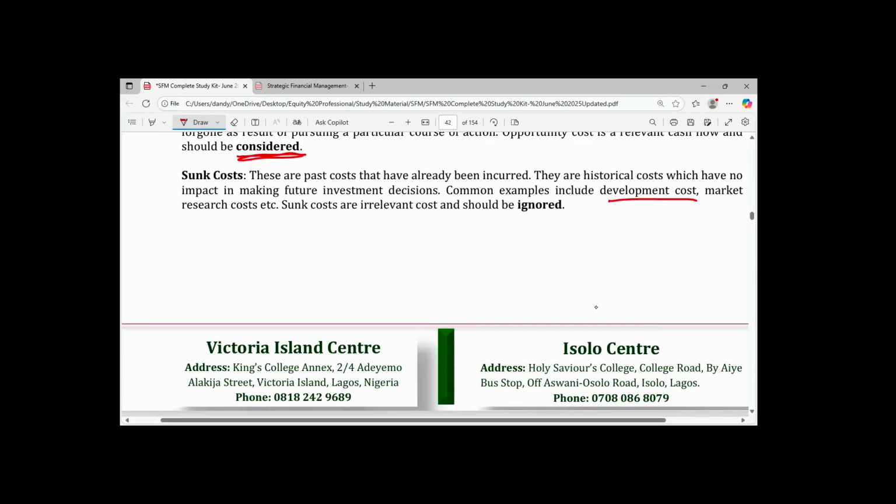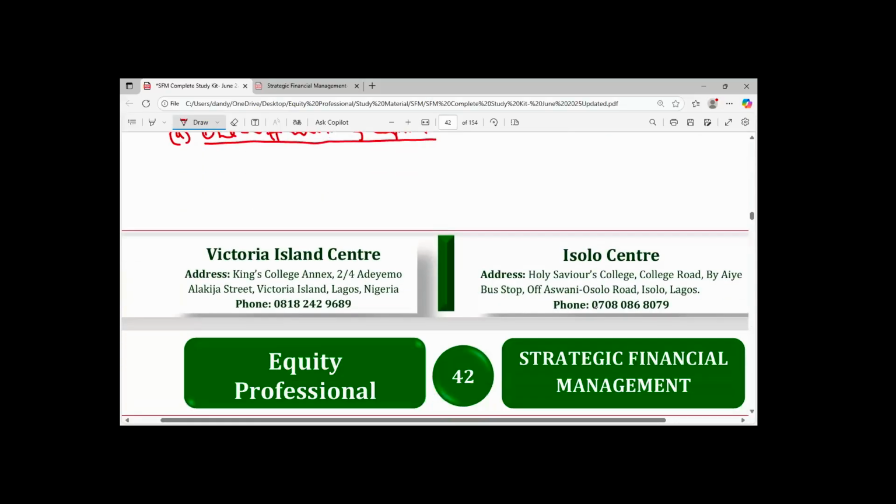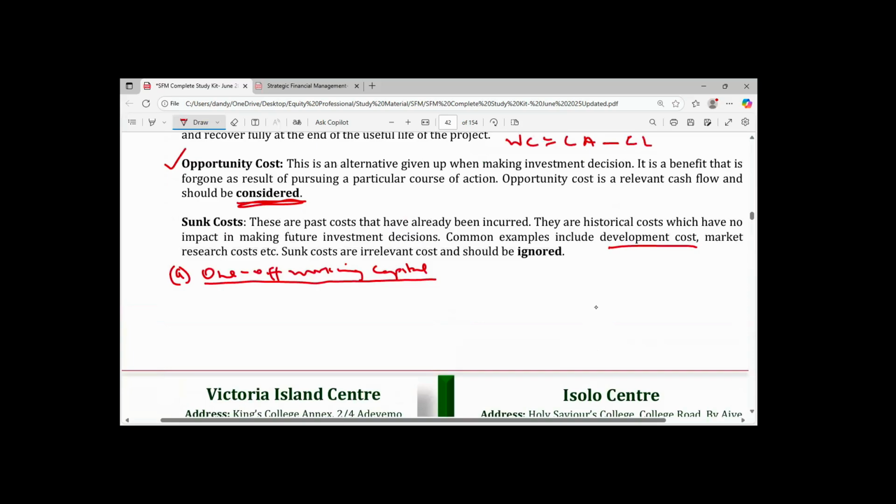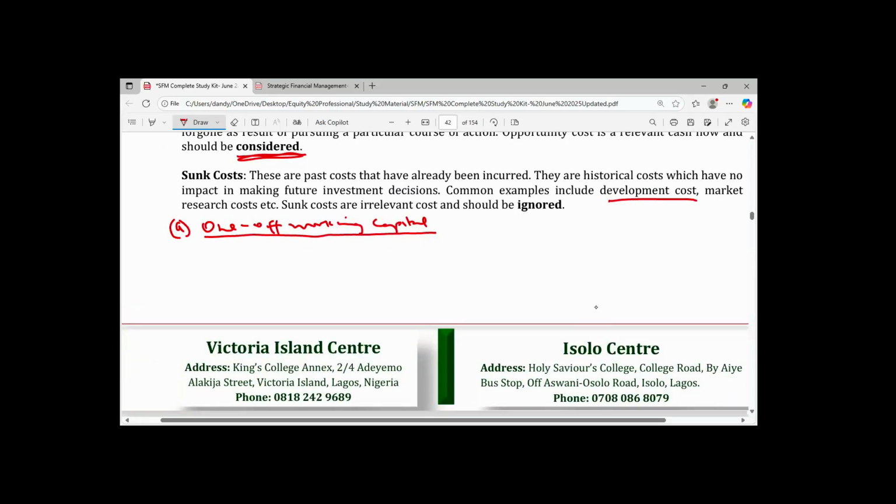The examiner can give you a one-off working capital. How do you treat a one-off working capital? This should be treated as a cash outflow in the year before the year of occurrence and recovered fully at the end of the useful life. That is how you are going to treat a one-off working capital. What do you mean by a one-off working capital?